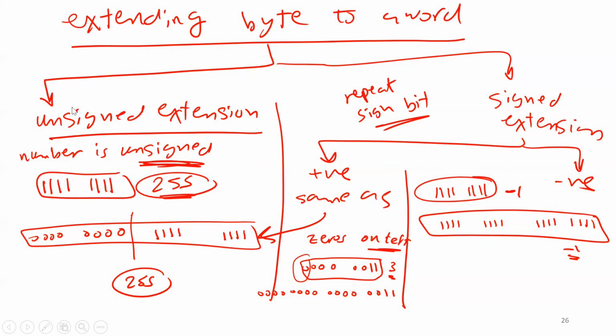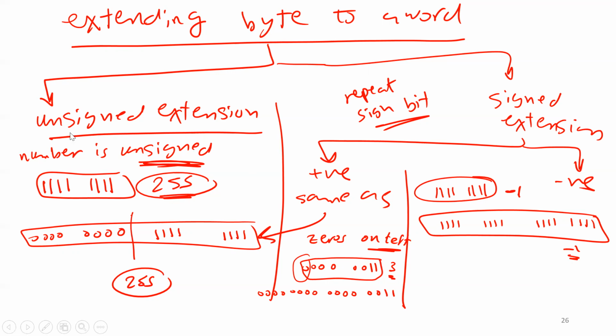Again, if your number is this, how can you do unsigned extension? I give you an example. You have this number, 11111111. This number should be 255. Is that okay? Unsigned number, 255. So if I put 0s on the left here, still I have 255. You got it? Again, if the number is unsigned, just put 0s on the left. You are going to get the same number. If this is 255, this one is also 255.